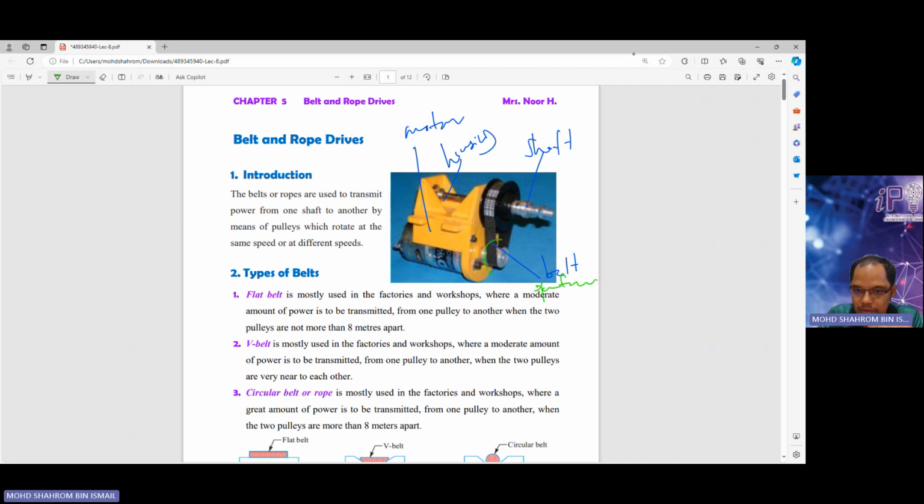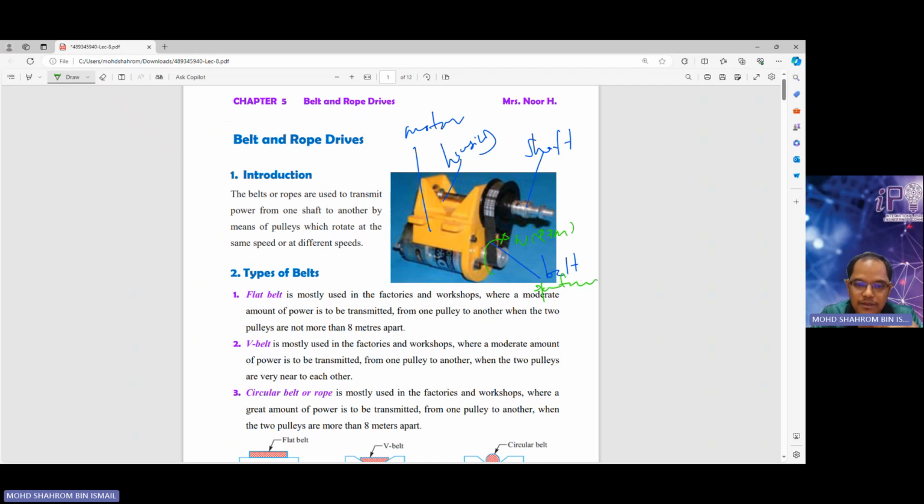Basically, the shaft here is going to rotate either clockwise or anti-clockwise, at N or RPM. So when this shaft is rotating, it is going to drive the belt, and at the same time subsequently it is going to drive another shaft here as well. So this is the basic idea of the belt or rope used to transmit power from one shaft to another.